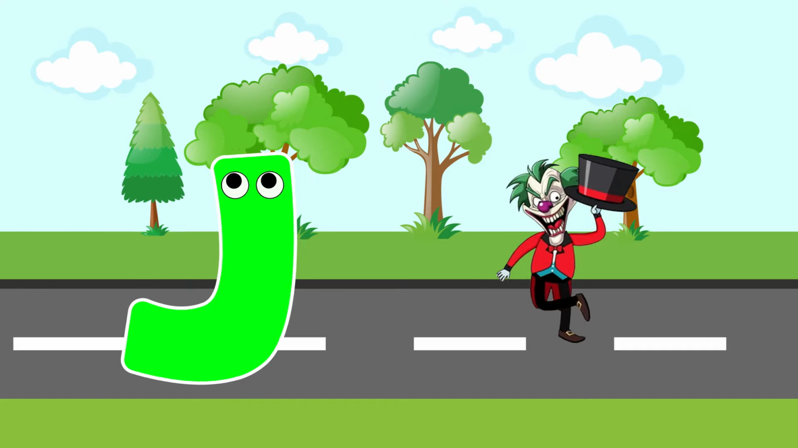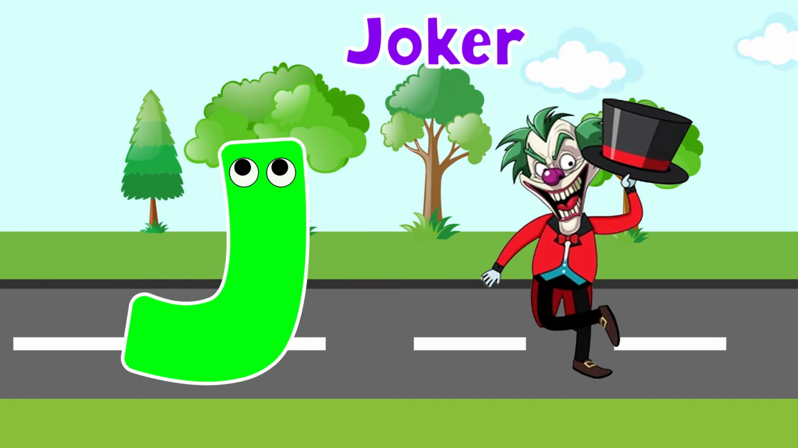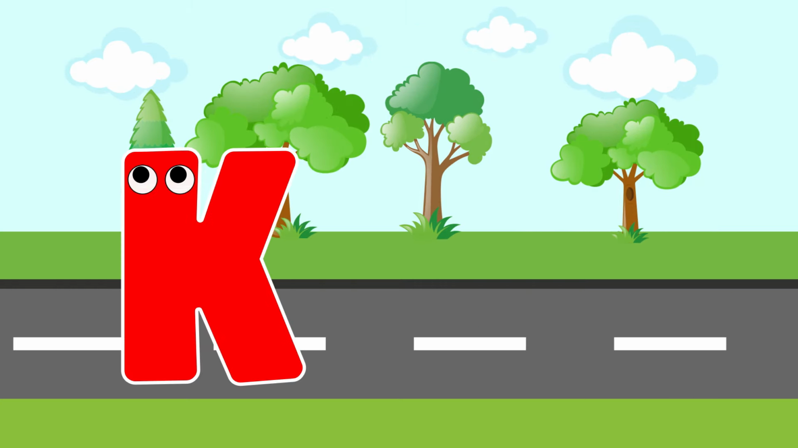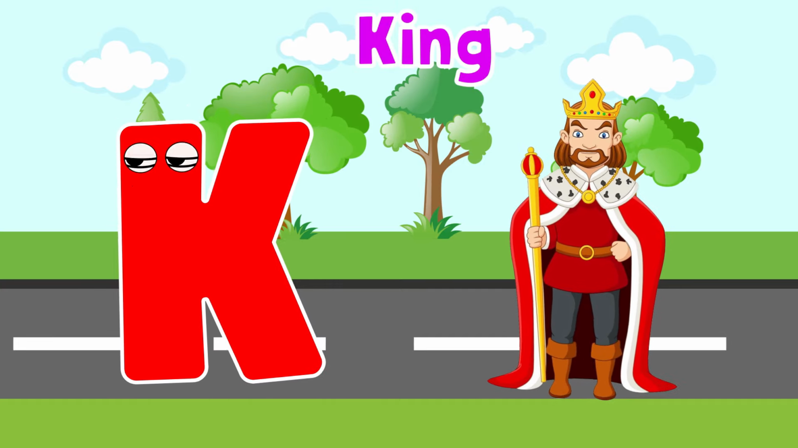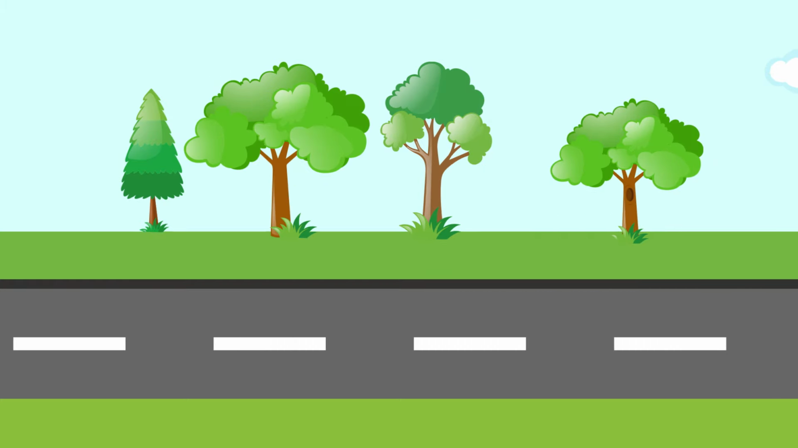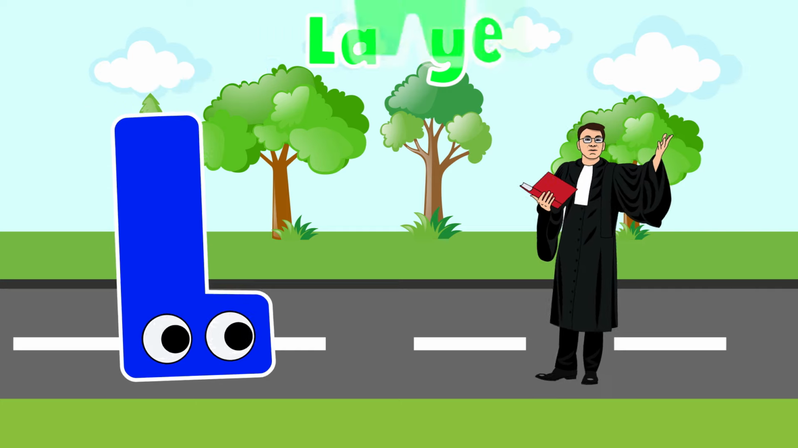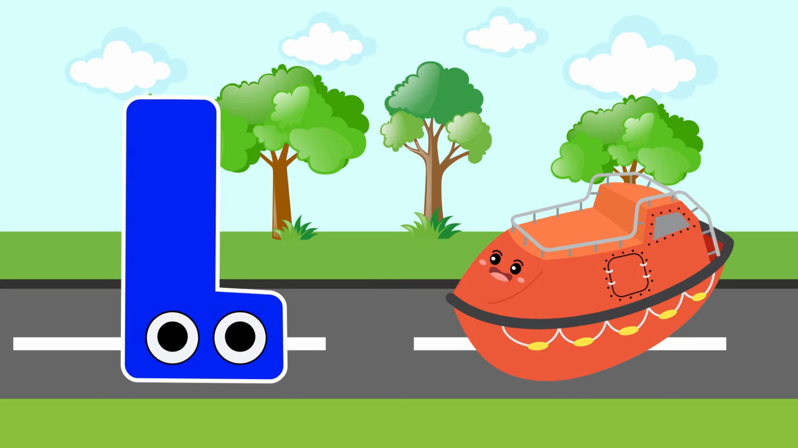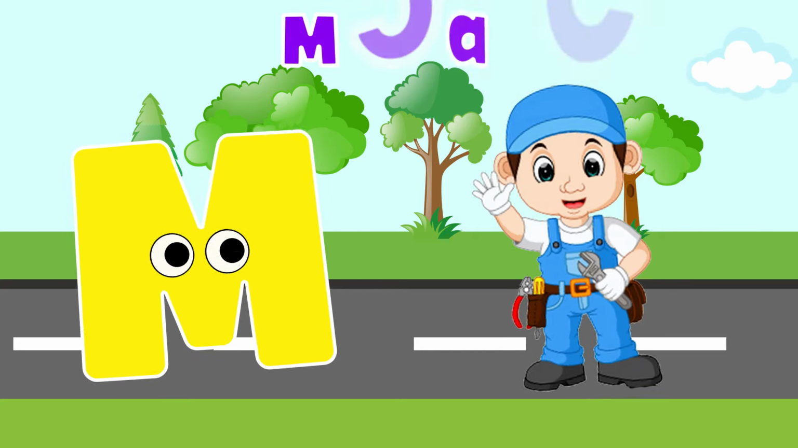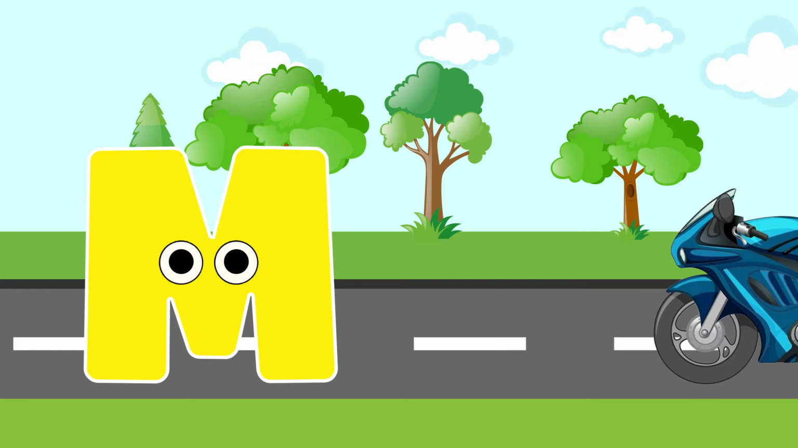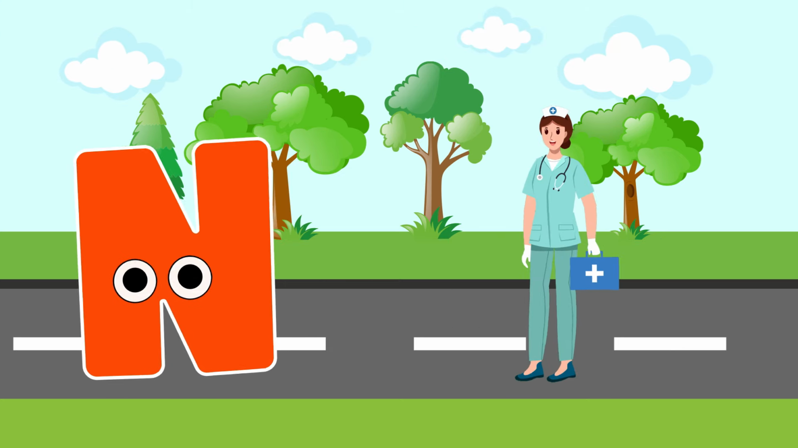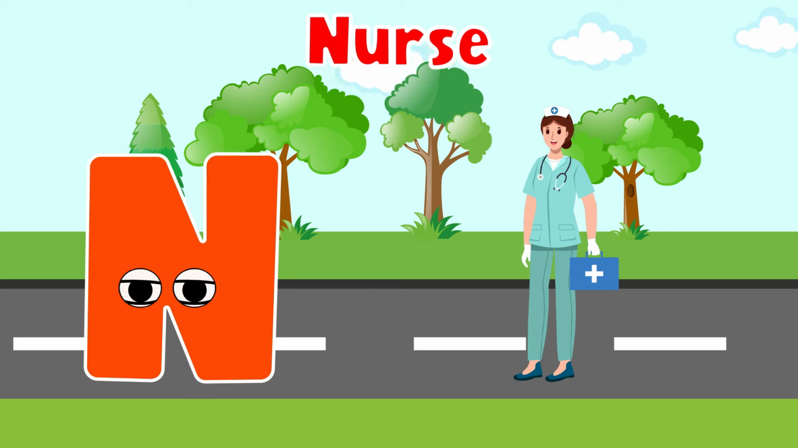J is for joker. J, j, joker. J is for jet. J, j, jet. K is for king. K, k, king. K is for kayak. K, k, kayak. L is for lawyer. L, l, lawyer. L is for lifeboat. L, l, lifeboat. M is for mechanic. M, m, mechanic. M is for motorcycle. M, m, motorcycle. N is for navy boat. N, n, navy boat.